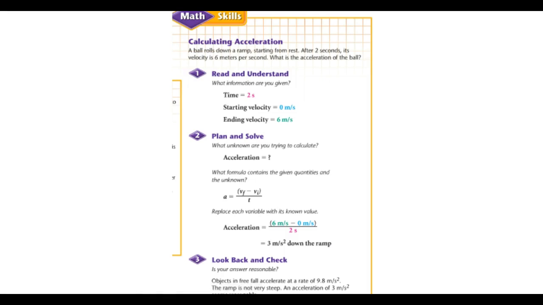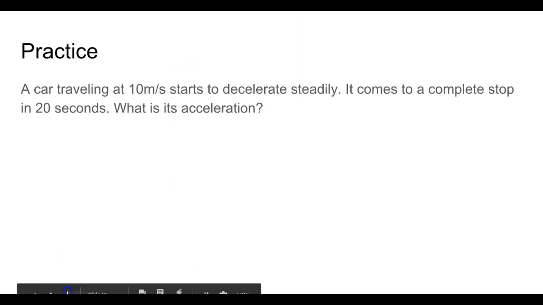Now, always look to make sure that your answer makes sense. So a free fall is 9.8 meters per second squared, and that's dropping straight down. This is a ramp, which means it's not going to have as sharp of an angle, which means its acceleration is going to be at a lower rate, which means this one makes sense. You always have to check to make sure it's a logical answer.